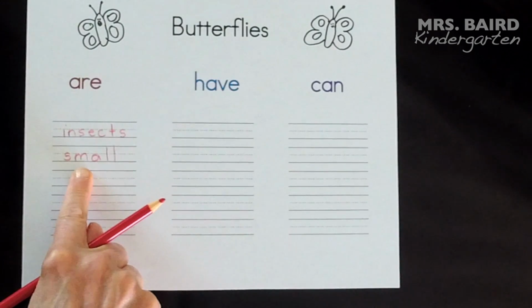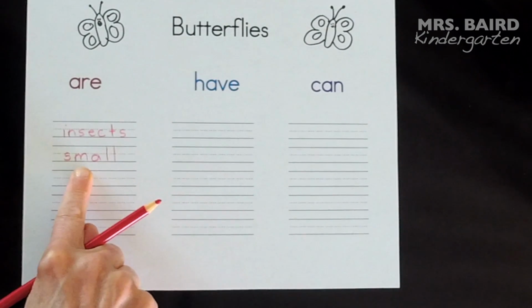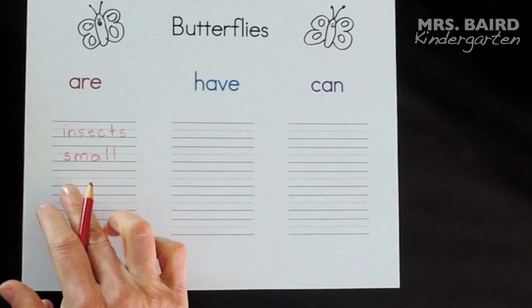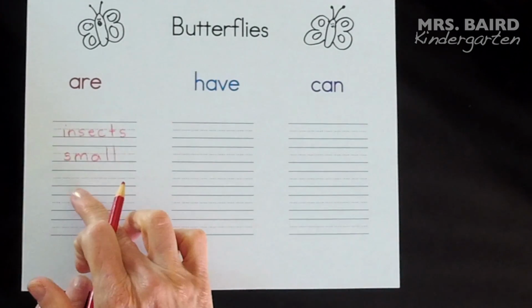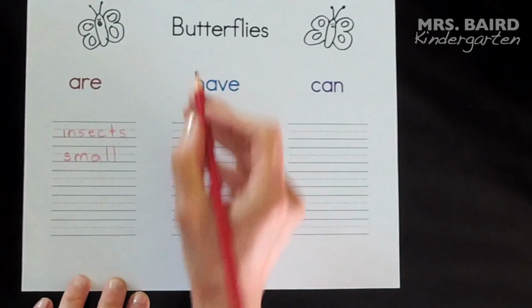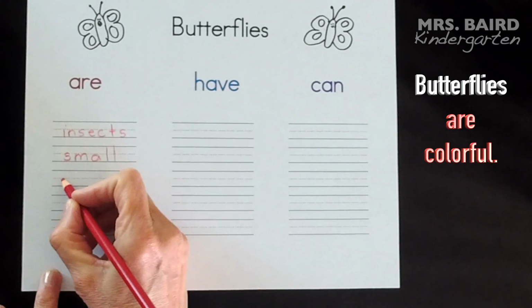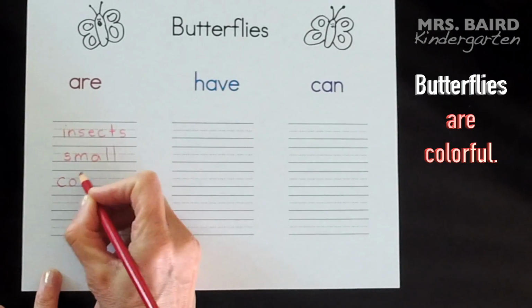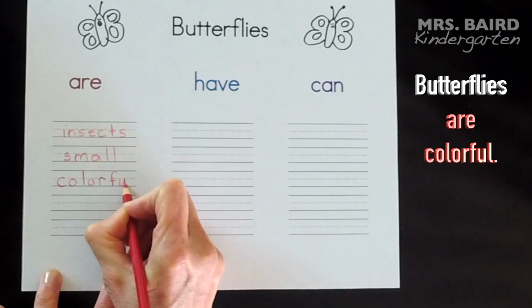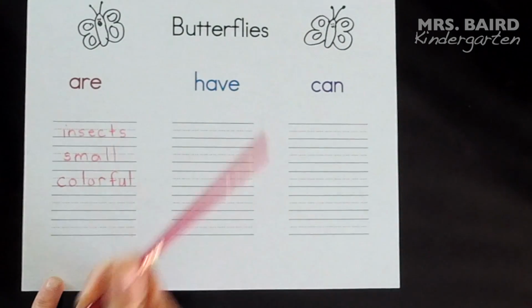Most of us would probably agree butterflies are beautiful, but that word beautiful would be an opinion word. Somebody might not agree butterflies are beautiful or pretty. We're not going to put opinion words in our informational writing. But butterflies are colorful. That is information on butterflies. Lots of different colors in butterflies.